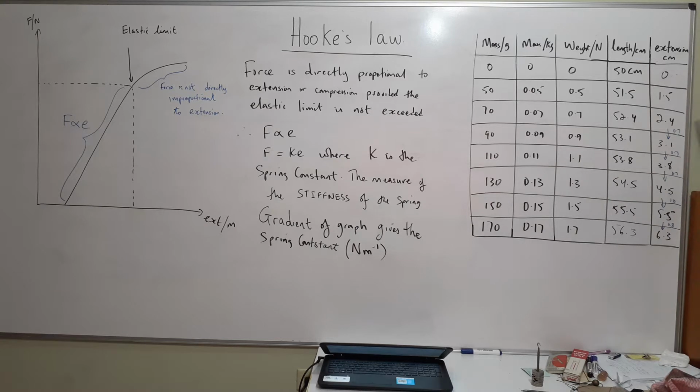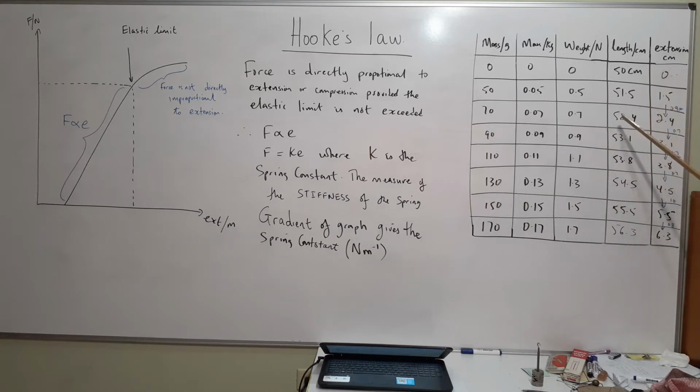So let's look at the values. When the spring did not have any weight attached to it, it was at 50 cm on the marker. Then as we added the 50 grams, it extended to 51.5, which gives an extension of 1.5. Then we added a 20-gram mass, which is a 0.7 newton weight, and the spring went from 51.5 to 52.4, which represents an extension of 0.9 cm.